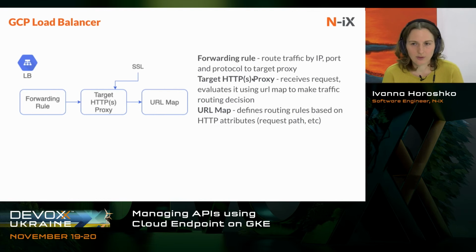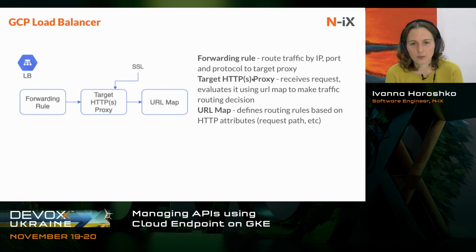The target proxy receives a request and evaluates it using the URL map to make traffic routing decisions. First of all, if you are using HTTPS, this is the level where you configure your SSL: you import certificates and private keys. SSL termination happens on this level. Whenever requests go further to the URL map and other steps, you don't care about HTTPS anymore, because the target proxy is the level where you actually terminate it.